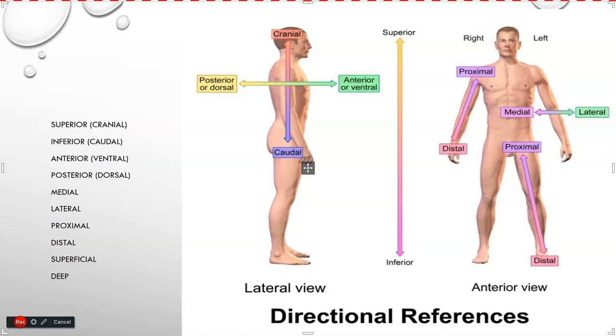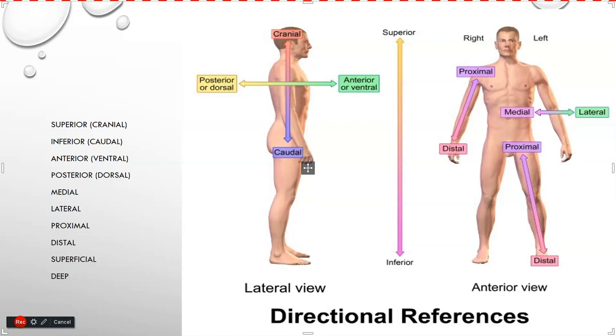Now, we can still use the same reference points that we used in superior and inferior. We could also say that the knee lies proximal to the foot, but the foot lies distal to the knee. So always kind of keep that in mind.